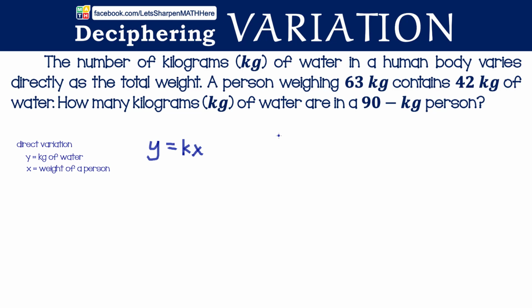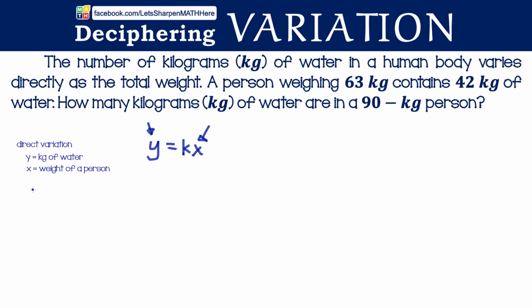But first we need to identify what are the values of x and y that will be placed in this given situation. X, as mentioned, is the weight of a person. So for the statement, a person weighing 63 kilograms, that's your x, contains 42 kilograms of water. That's your y. We'll be using that to solve for the value of k and then be applying that value of k to solve for the unknown.